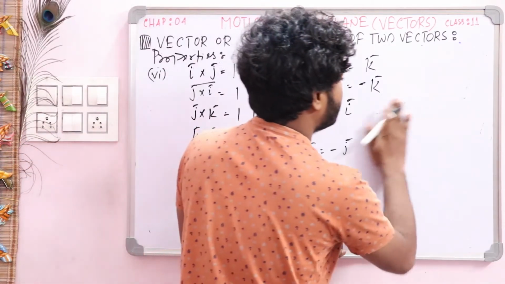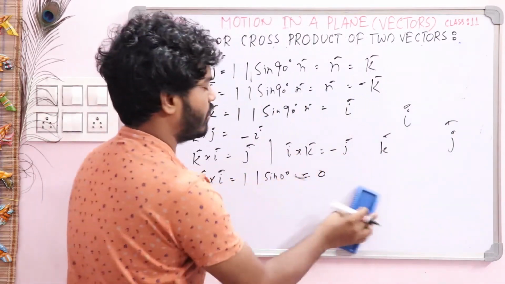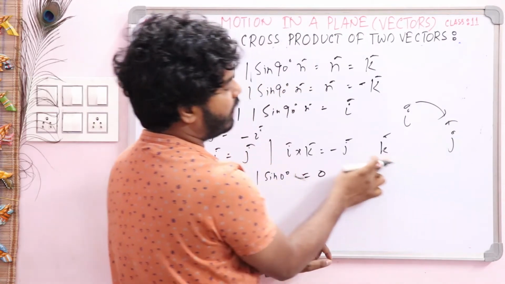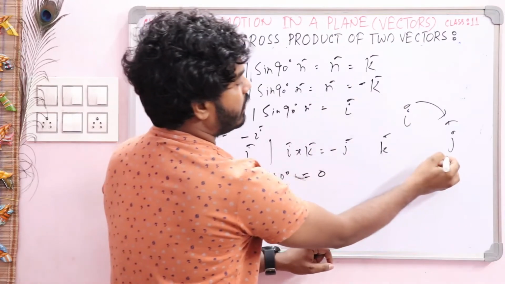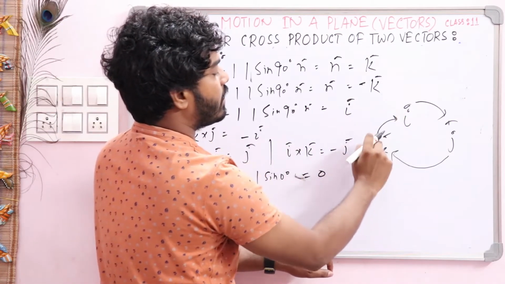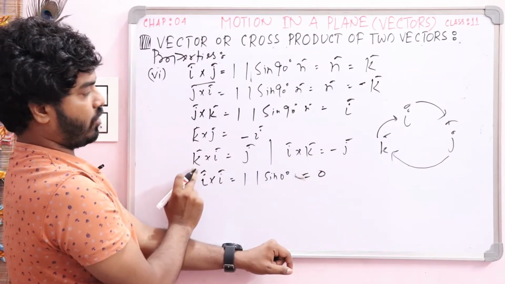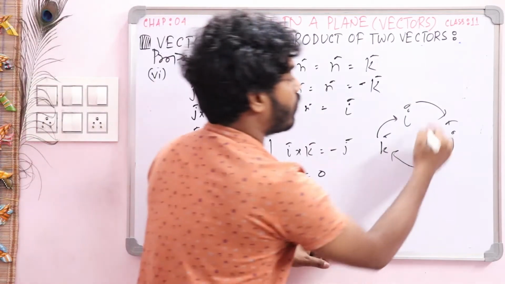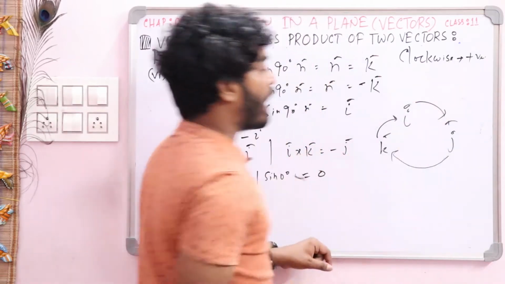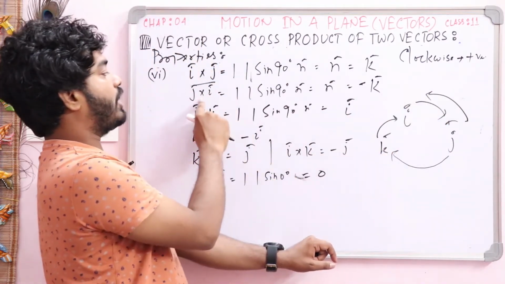You just think, write it down in this way: i, j, k. Now use this logic. When you are going clockwise, i cross j, the answer will be k. j cross k, that is clockwise, the answer will be the third one, that is i. k cross i, clockwise, the answer will be this one, j. So clockwise is positive. Now anti-clockwise, suppose j cross i, anti-clockwise, the answer will be k but negative, j cross i is minus k.